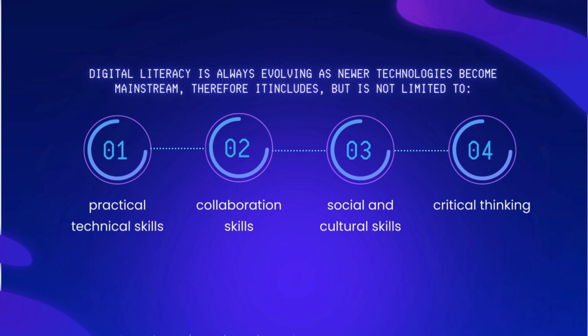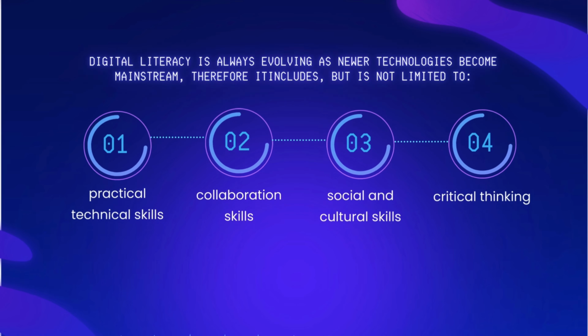In this series, we will look at the 7 key components of digital literacy and give you 7 short guides on how to teach these important skills. Digital literacy is always evolving as newer technologies become mainstream. Therefore, it includes, but is not limited to, practical technical skills, collaboration skills, social and cultural skills, and critical thinking.